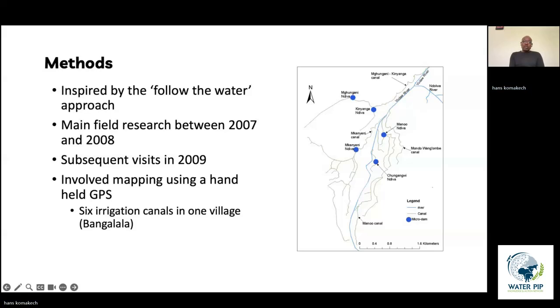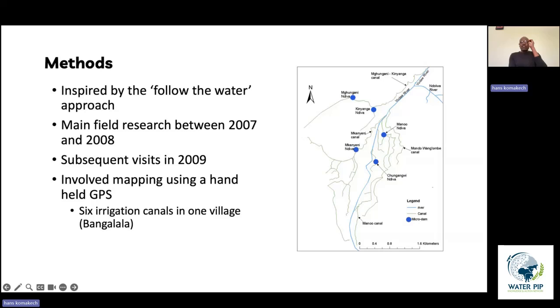The method that we use here is the follow-the-water approach, which is built on actor network theory. We try to identify the water users by following the river and then following the intakes, to identify where water is being used, for what purpose, and what infrastructure is there. Once the infrastructure is identified, it can be mapped out, and when it is mapped, you can have some interviews to understand how it functions. So the main approach is starting with the water rather than starting with the people.